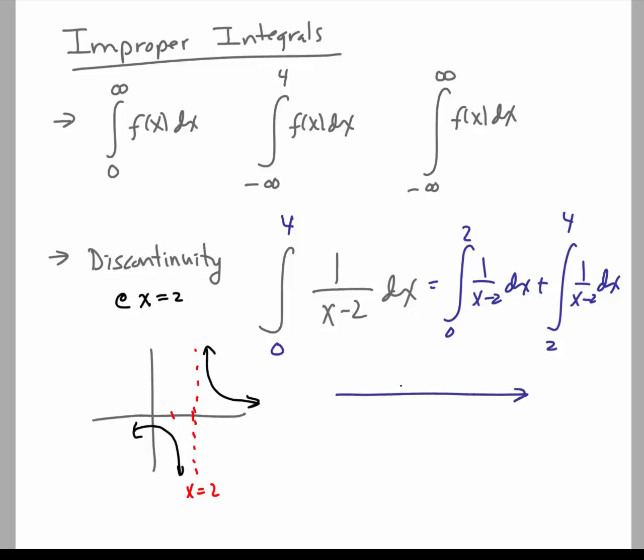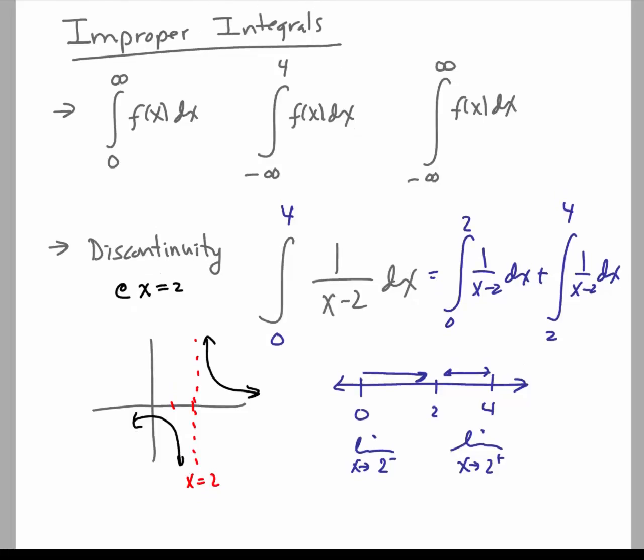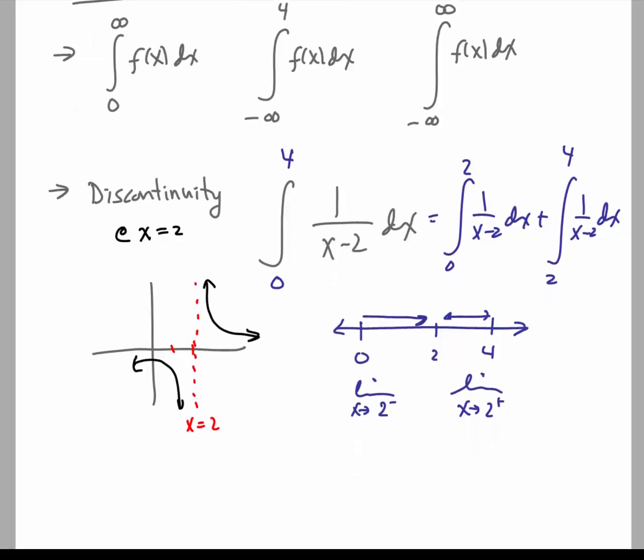In this particular case, if we think about the number line, I'm going from 0 to 4, and 2 is right in the middle. So as I'm going from 0 to 2, I'm approaching 2 from the left. And as I'm approaching from 2 to 4, I'm approaching 2 from the right. And so really that's what we're getting back into, is the idea of limits here. So those are two different ways we can have an improper integral. Now I'll show you what to do with each of these, but there's a couple of other things that we need to look at first.